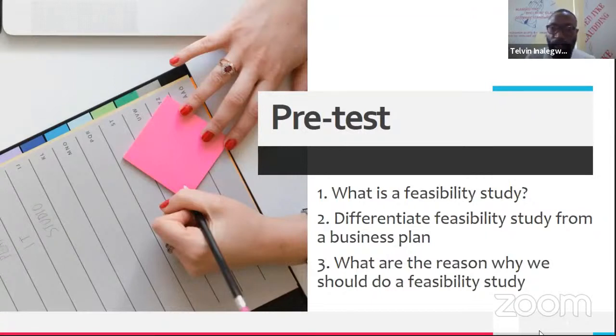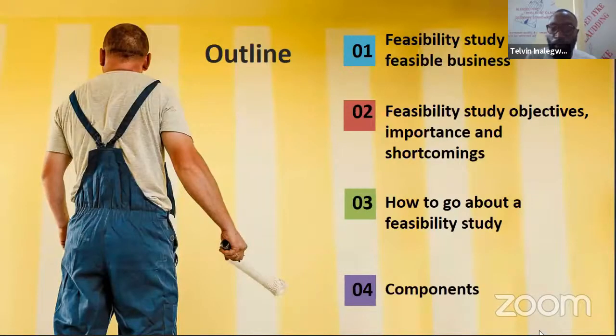Now let's look at what a feasibility study is. But before then, this is the outline that we have. First, we'll be looking at feasibility study and a feasible business. Then we'll look at feasibility study objectives, their importance and shortcomings. Then we'll go about how to write a feasibility study. And of course, we'll see the components of a feasibility study.